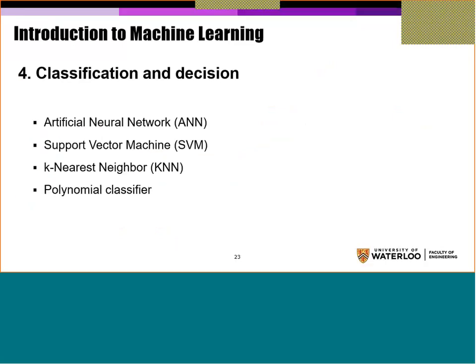Now, when we come to the classification, here becomes the machine learning system. And here there are tons of machine learning systems: ANN, artificial neural network, support vector machine, k-nearest, polynomial classifier, and there are many other classifiers, all of them under what we call machine learning algorithms.